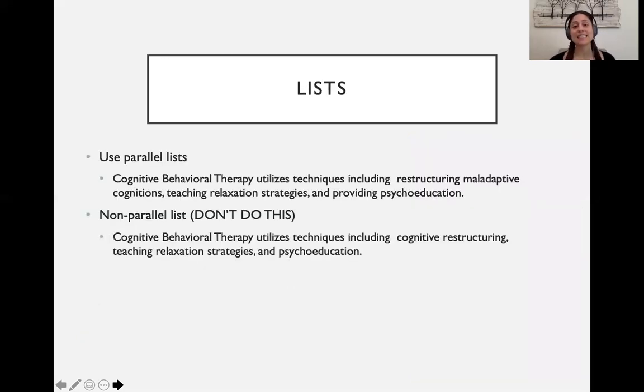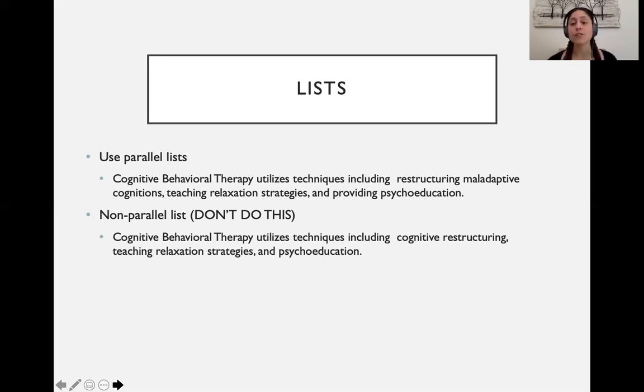Okay. Lists. This can be a difficult one. Lists are common to use in writing with APA, and you want to use parallel lists. So I have an example. Cognitive behavioral therapy utilizes techniques including restructuring maladaptive cognitions, teaching relaxation strategies, and providing psychoeducation. So notice here that the verbs all end in ing: restructuring, teaching, and providing. That is an example of a parallel list.